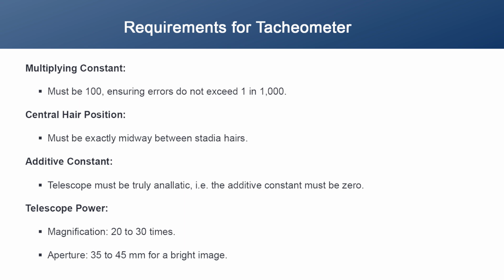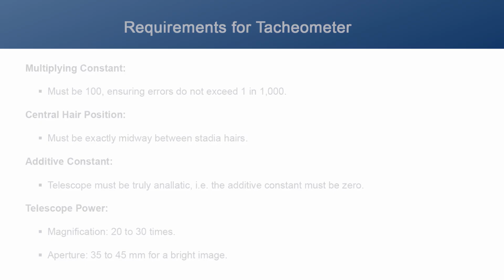Next, the central hair of the telescope must be right in the middle between the upper and the lower stadia hairs for precise readings. Next, the telescope must have an additive constant of 0 so that the distance calculations are straightforward. Last, the telescope should be powerful enough to zoom in 20 to 30 times and have an aperture, that is a front opening, between 35 to 45 mm to keep the image bright.